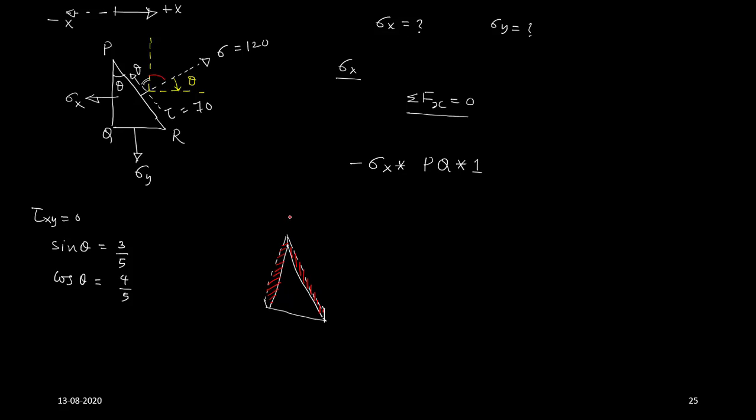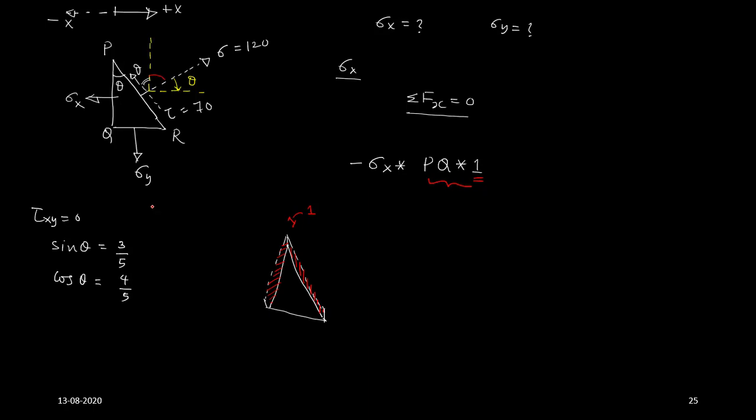This thickness is nothing but 1. Okay, so that is why I am taking this as 1. So PQ is the length of the side into 1 thickness. You will get the area. This is the area of that side. You multiply with sigma x, you will get the force acting in the negative direction.